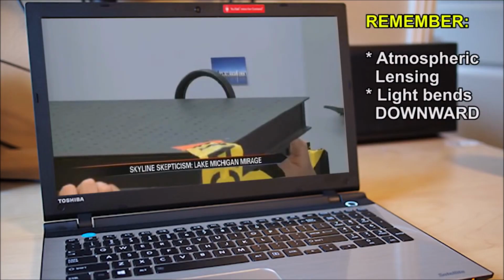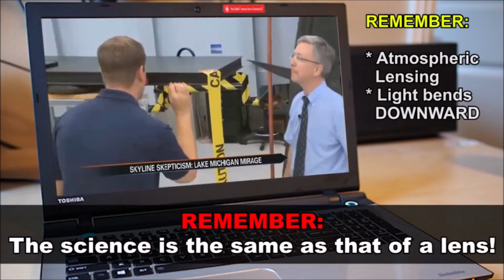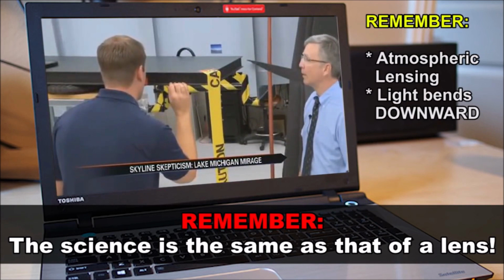Science is the same as that of a lens. Here's a simple example. So the atmosphere really is acting like a lens.